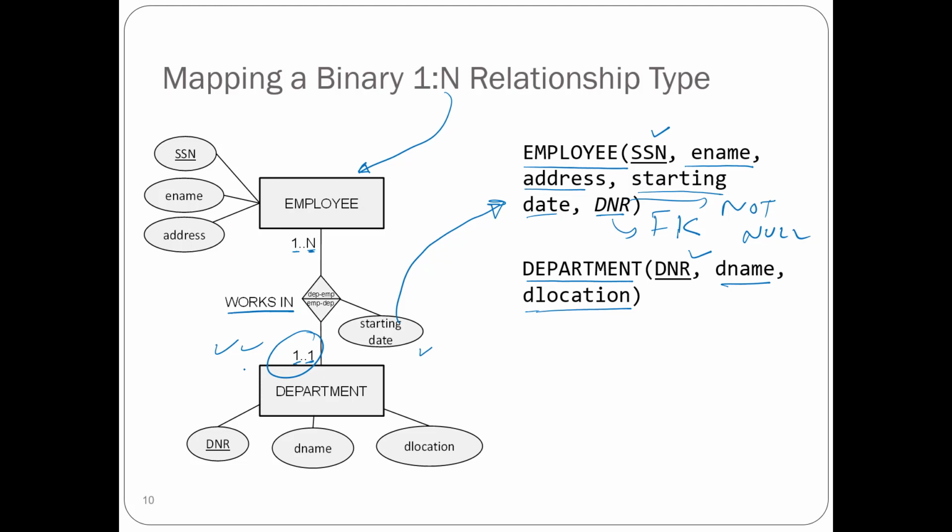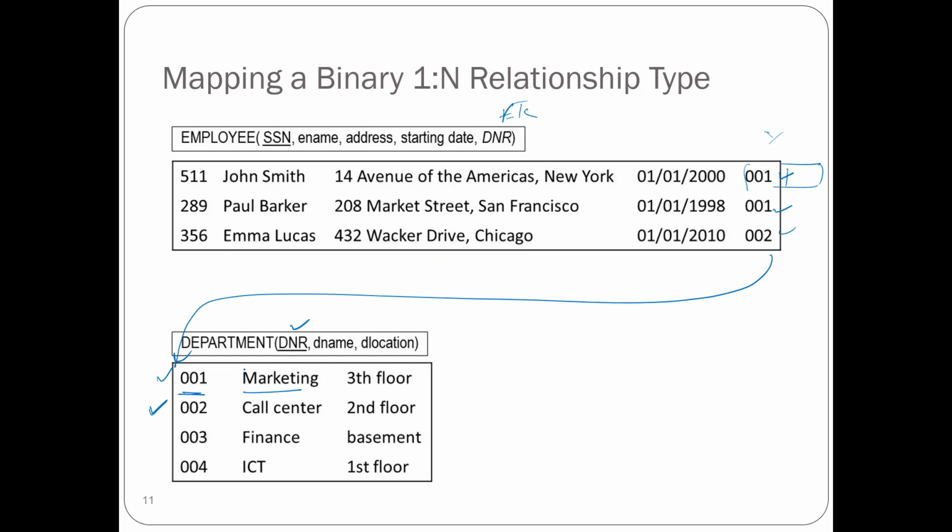Is it possible for a department to have zero employees? That's what we have to see. So here we go. There are four departments: marketing, call center. For marketing, we have two employees, John Smith and Paul Barker. For call center, we have Emma Lucas. But for 3 and 4, we don't have any. Those departments are not present in the DNR.